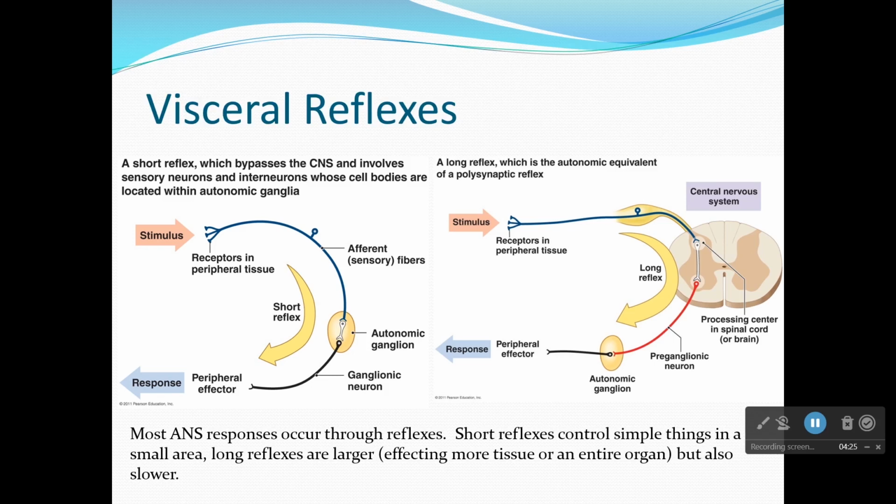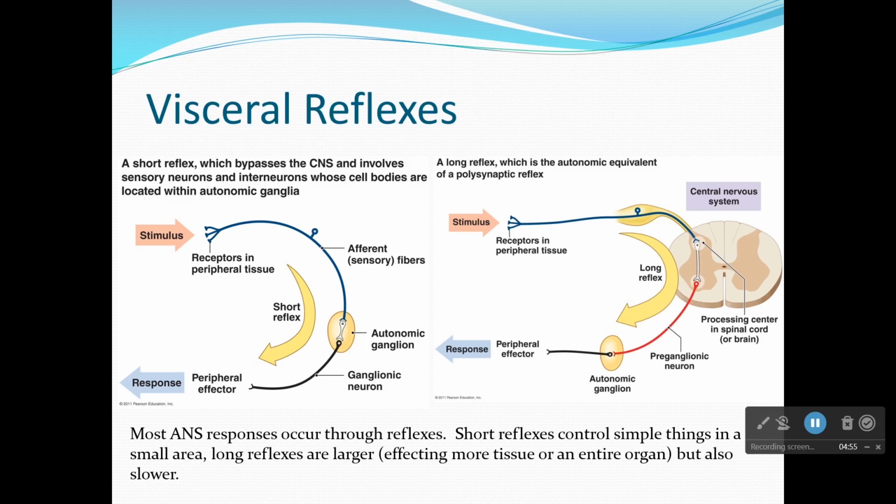Now, if the response is more complex, or the body's reaction to the stimulus needs to be more complex, then we have a longer version of the same thing. Here, our stimulus goes all the way into the central nervous system, either spinal cord or even brain, has one or more synapses, and then comes out into the ganglia and affects the peripheral effector.